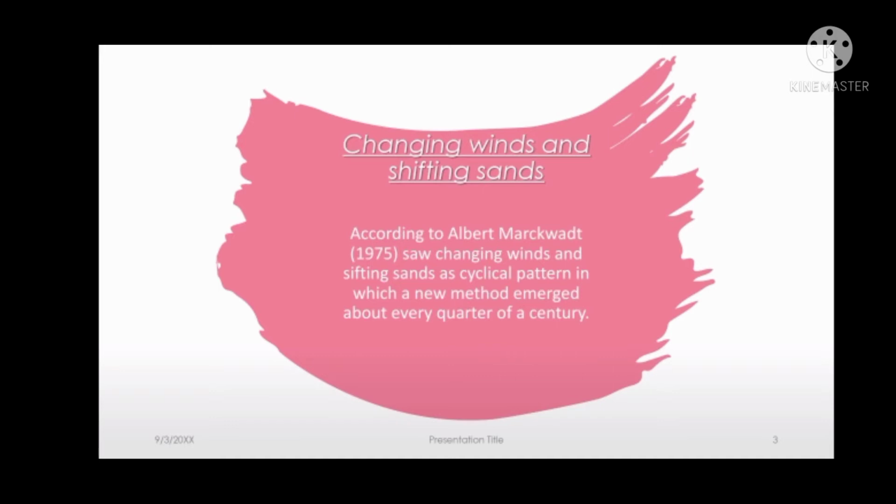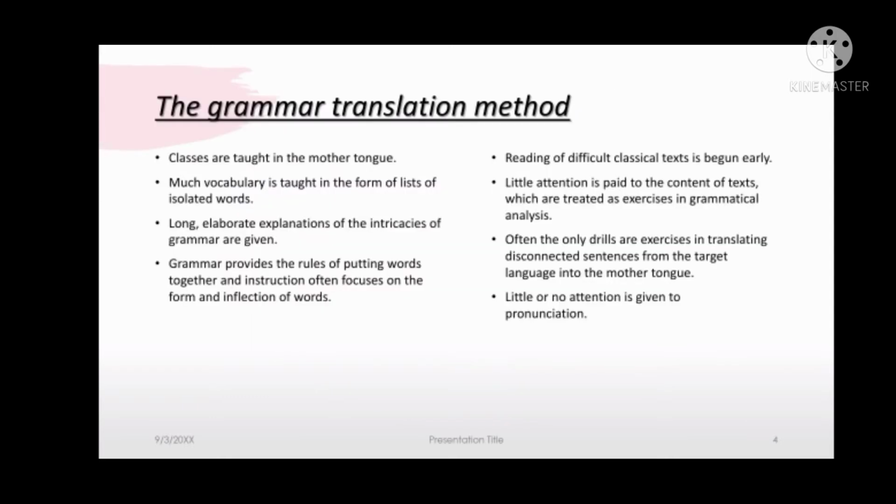Next is changing winds and shifting sands. According to Albert Marckwardt in 1975, he saw changing winds and shifting sands as a cyclical pattern in which a new method emerged about every quarter of a century. The first method is the grammar translation method. In the 19th century, the classical method came to be known as the grammar translation method.